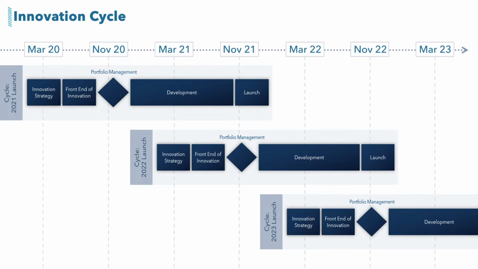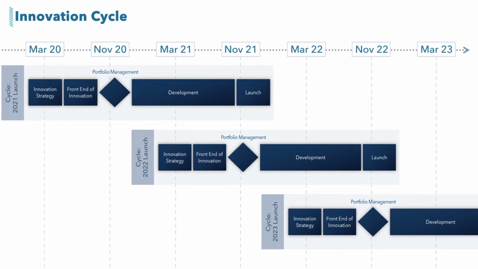Some club members solve this issue by having one team working on a launch year and another team working on every other year. Other club members have dedicated resources to the front end of innovation and others to development so that their teams can focus on specific tasks and become experts in their field.